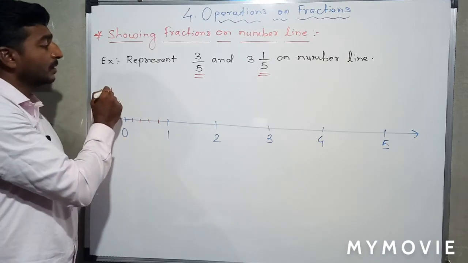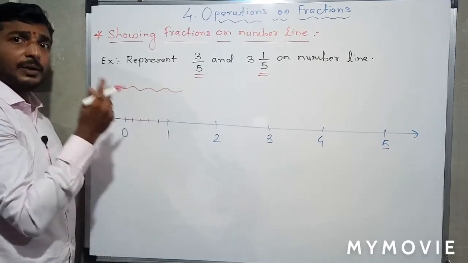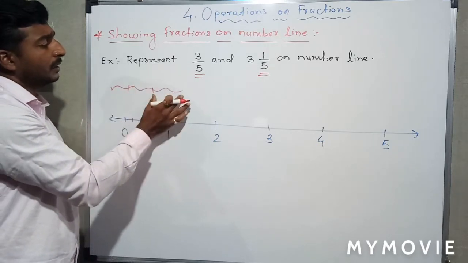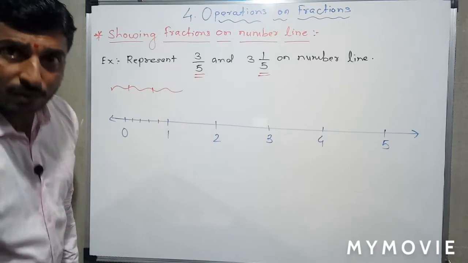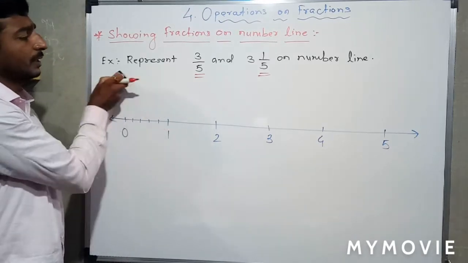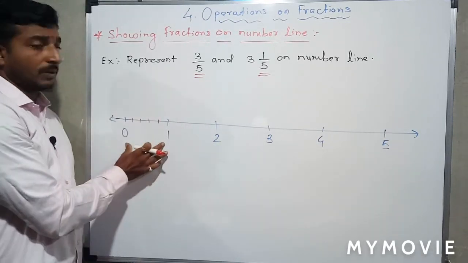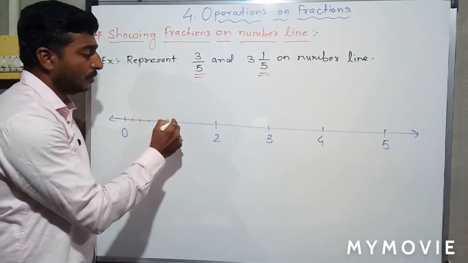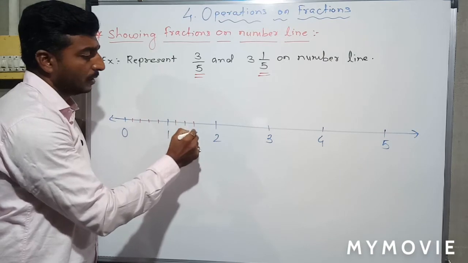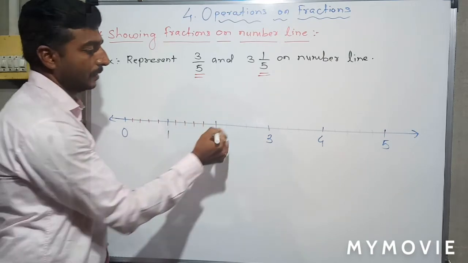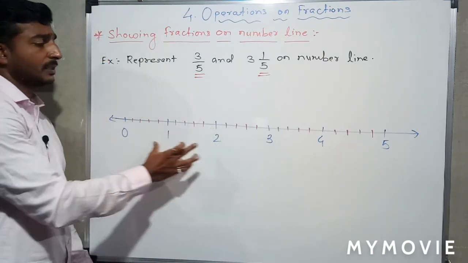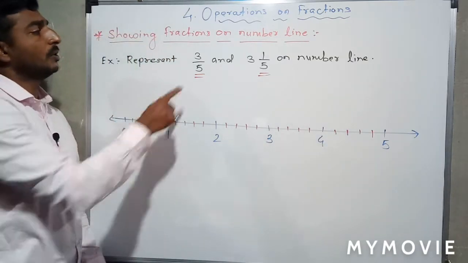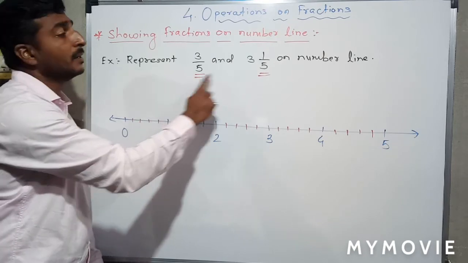Similarly, if there is a string, and you have to divide this string into 3 equal parts, how will you divide it? 1, 2 and 3, equal parts. So similarly on this number line, each unit distance you have to divide into 5 equal parts. This distance also you have to divide into 5 equal parts. 1, 2, 3, 4 and already there is 5. Now you can see that each unit distance is divided into 5 equal parts. Why 5 equal parts? Because the denominator of the given fraction is 5.